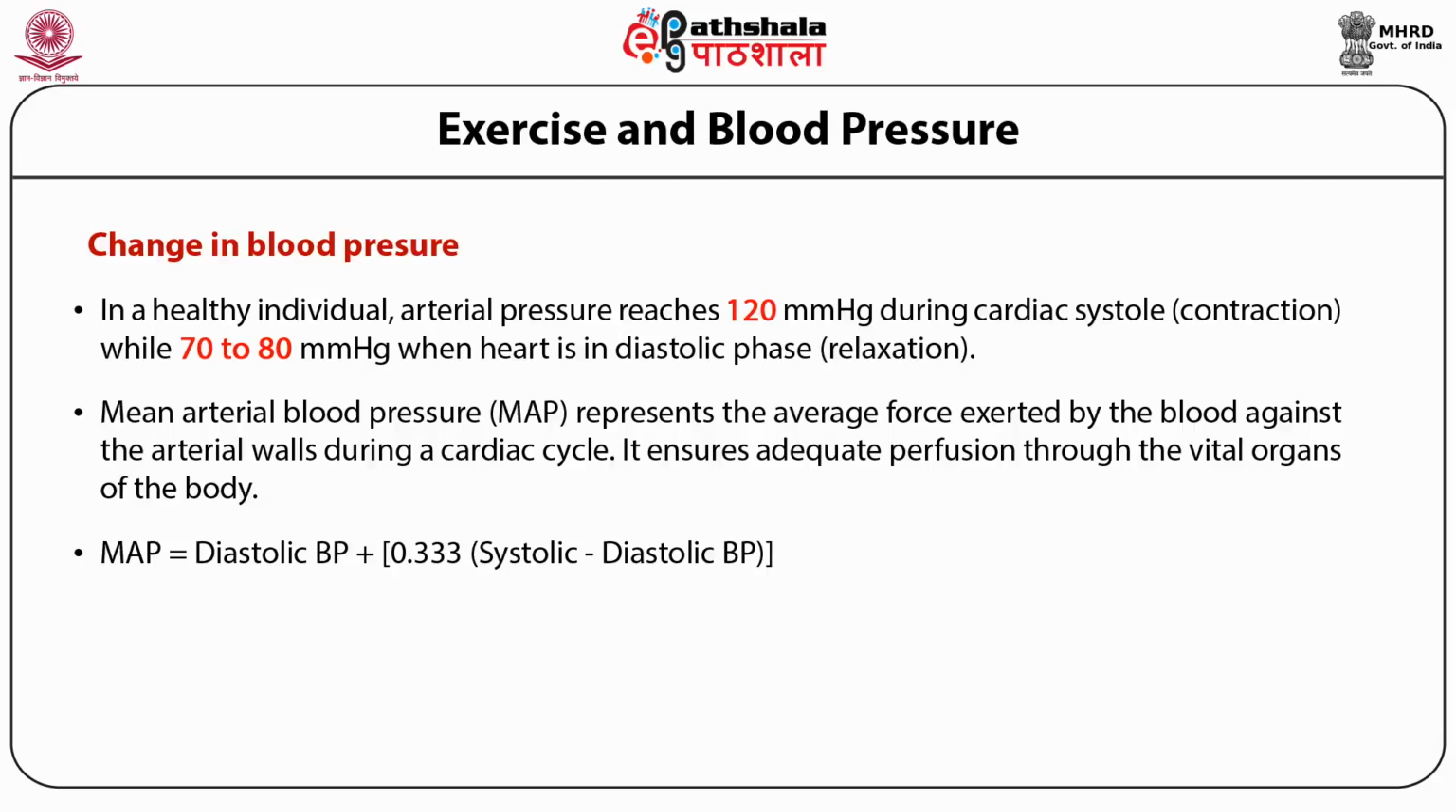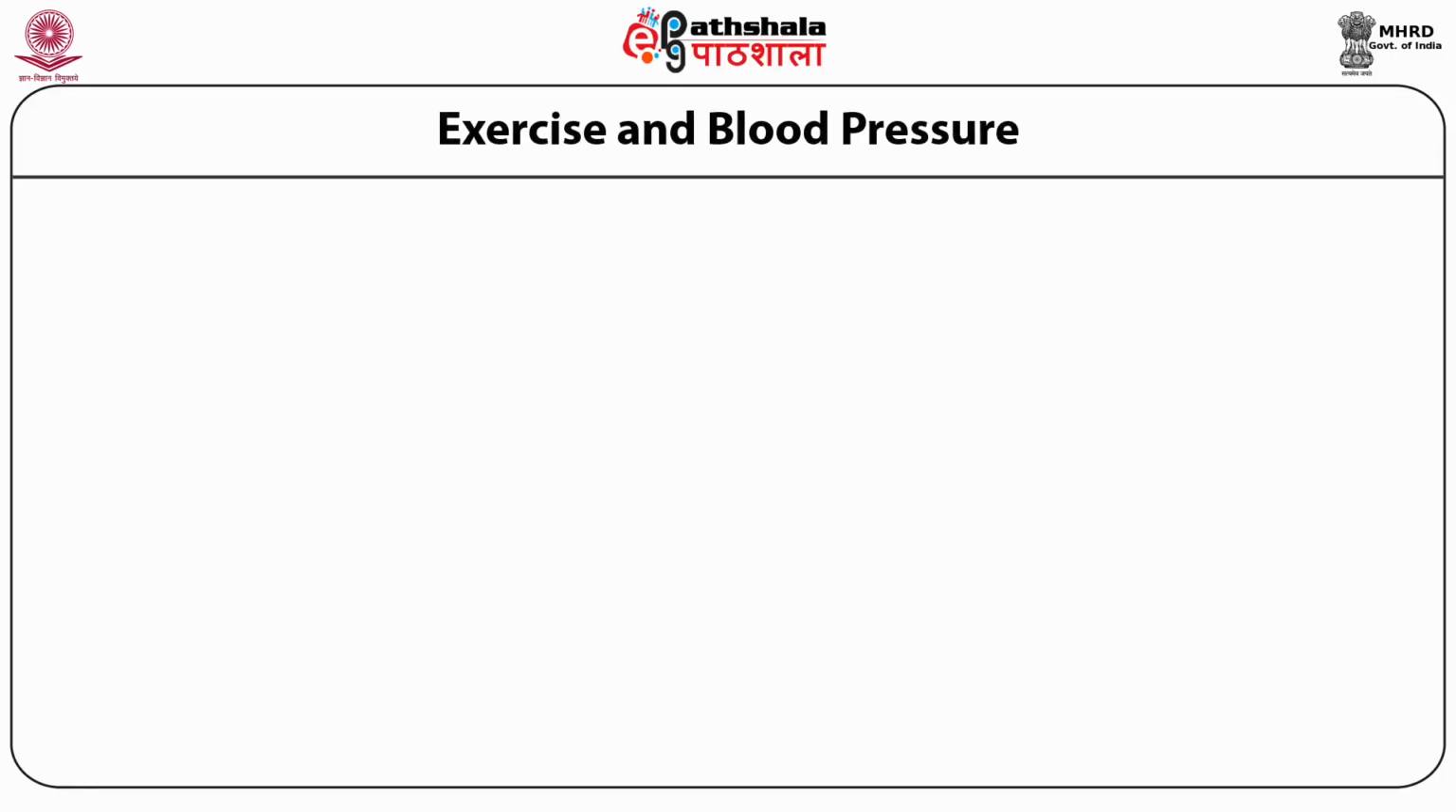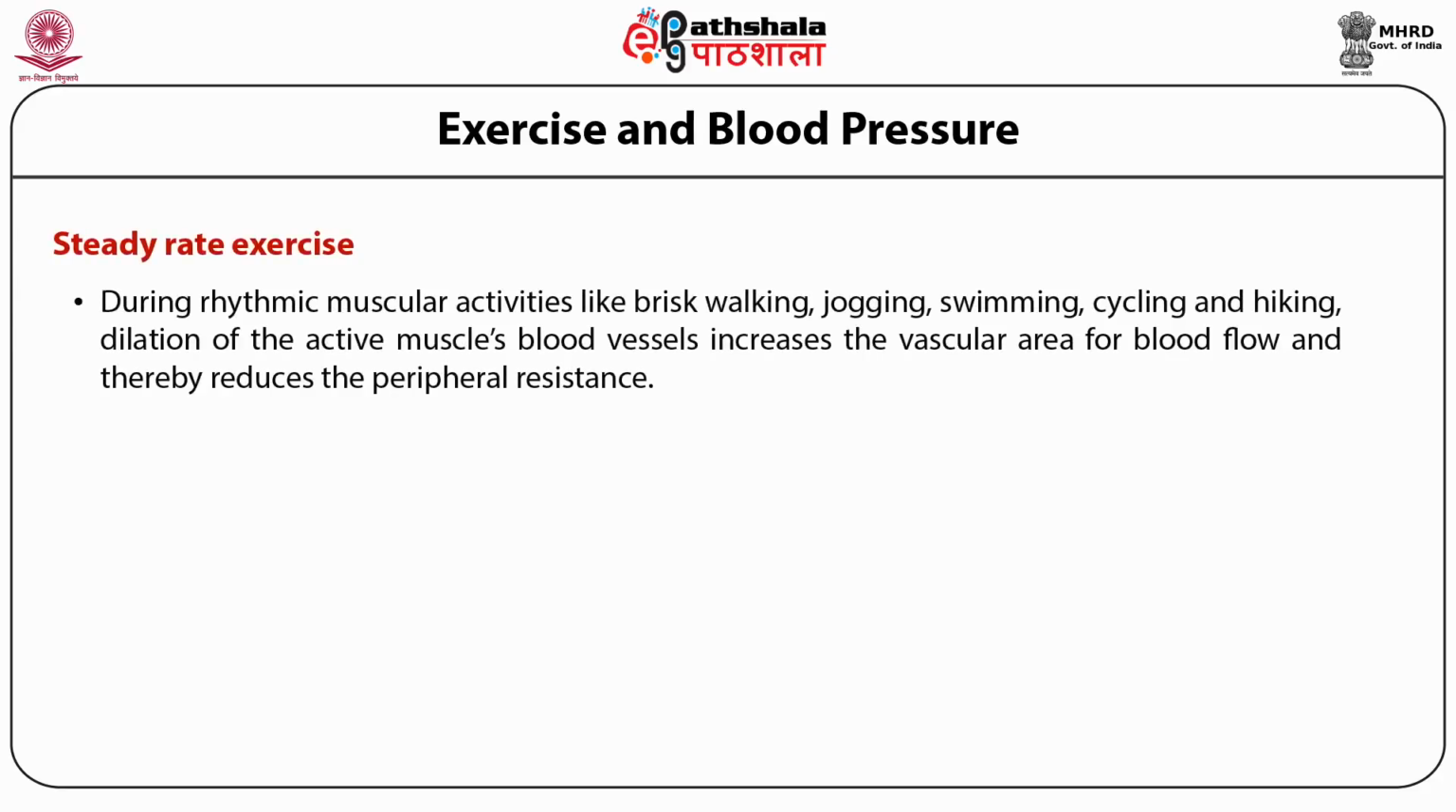Now let's come to the change in blood pressure during exercise. The exercise can be a steady rate exercise, a resistance exercise, or a graded exercise. So blood pressure during a steady rate exercise, or during rhythmic muscular contraction activities like brisk walking, jogging, swimming, cycling and hiking: dilation of active muscle blood vessels increases the vascular area for blood flow and thereby reduces the peripheral resistance.